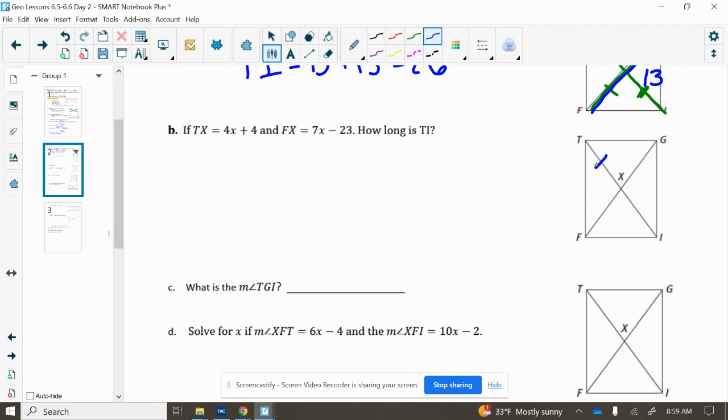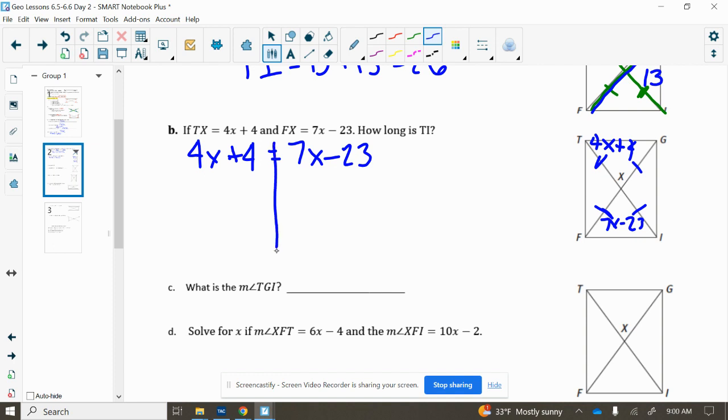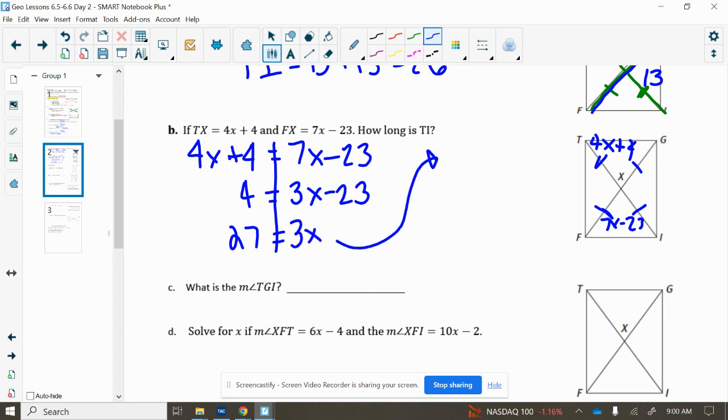In our second example, we are given T to X and F to X. Again, we know that all these baby pieces, TX and FX, are all congruent to each other. So we could take 4x plus 4, set it equal to the other baby piece that we are given, and solve for x. Subtract 4x from both sides, we get 3x minus 23 on the right. Add 23 to both sides, and eventually divide by 3. We get x to equal 9.